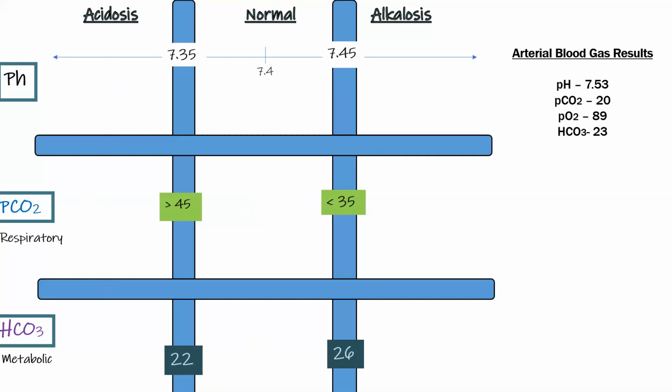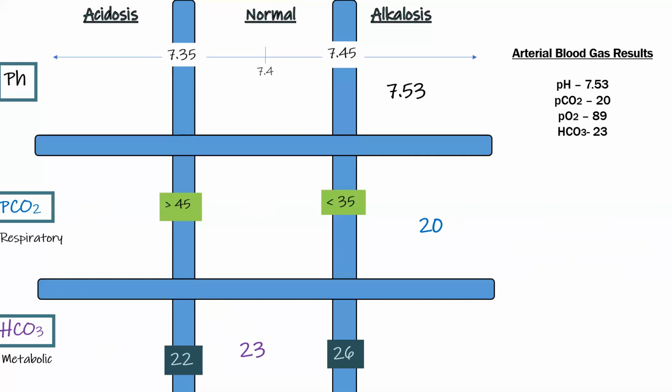This patient's pH is 7.53, falling in the right-hand column under alkalosis. Next is the carbon dioxide of 20. This is going to fall also in the right-hand column under the alkalosis because it's less than 35. And last is our bicarb of 23. This is a normal range, therefore down the center column.